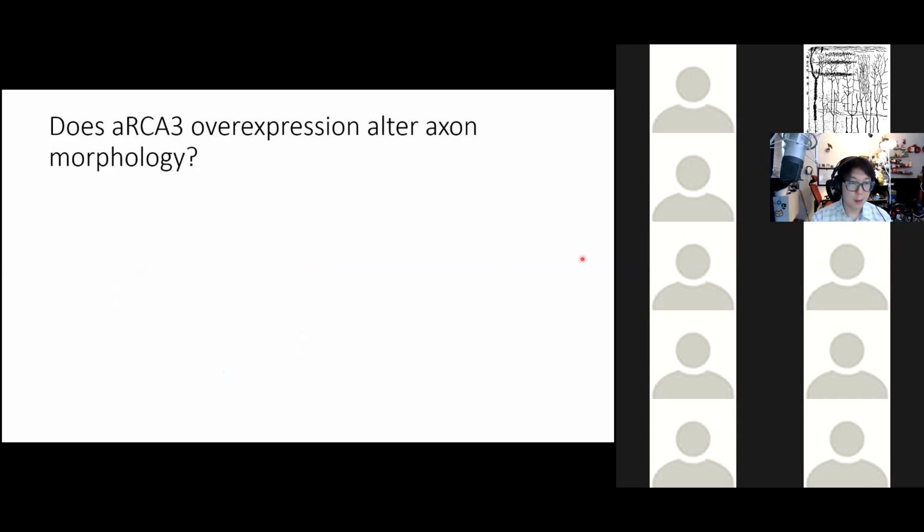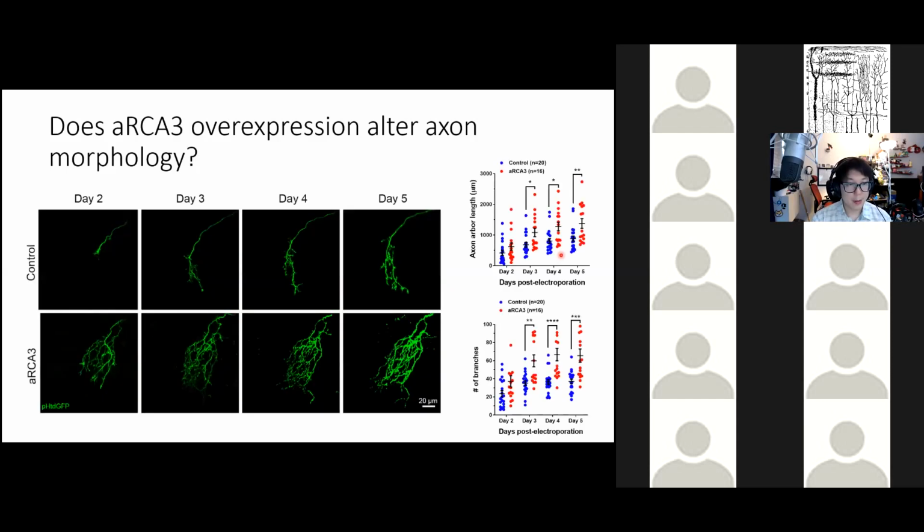So next we examined the effect of ARCA3 overexpression on axon morphology. In this axon is overexpressing ARCA3, and this is the control axon. We found that when ARCA3 is overexpressed, axon arbor size is significantly increased. And in addition, ARCA3 overexpression also significantly increases the number of branches.